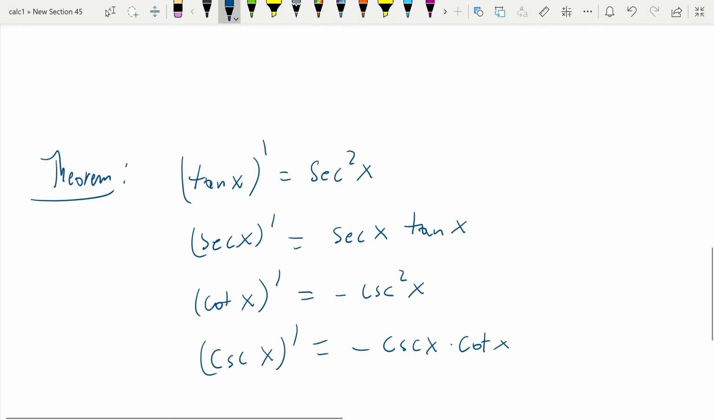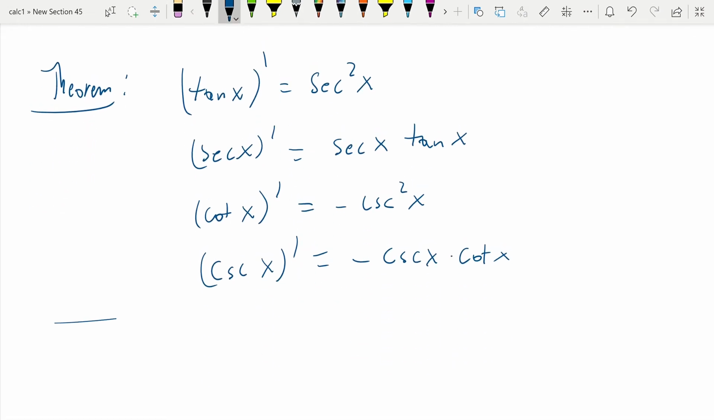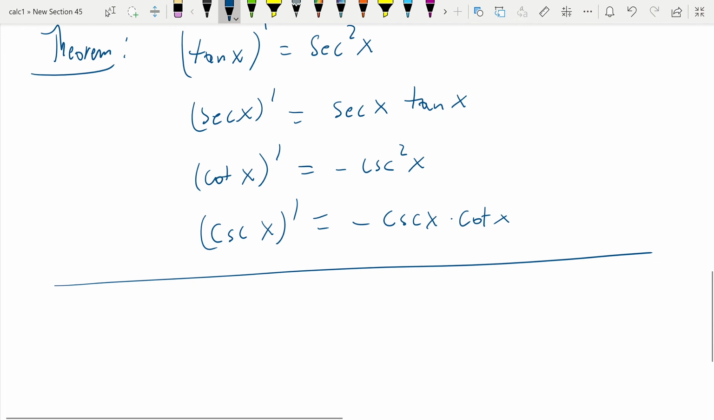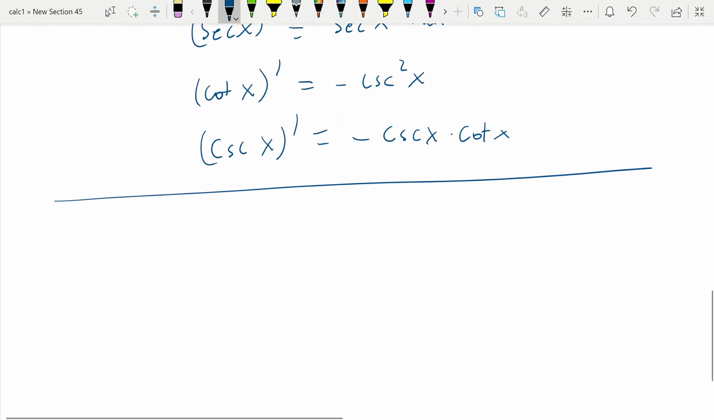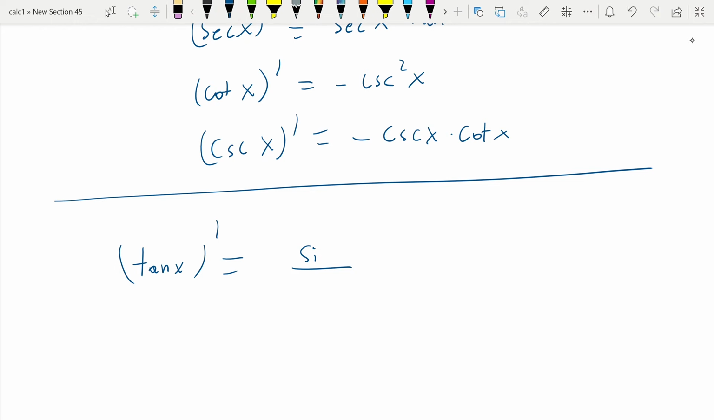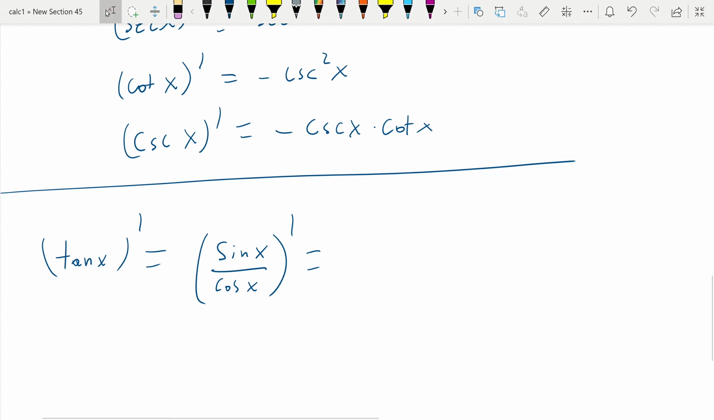We'll just show how to derive one. The rest are very similar. So let's try to show the first one. Here we don't need to apply the definition, because we can use the rules to obtain this derivative. So this is the derivative of sine of x over cosine of x. So what can we apply here? If you said the quotient rule, you're right.